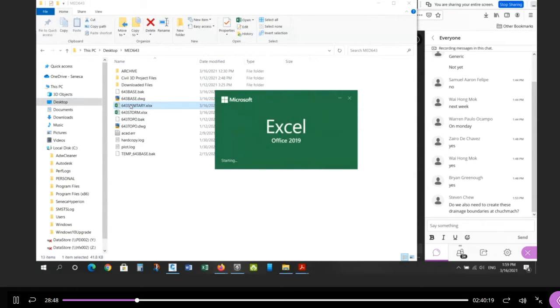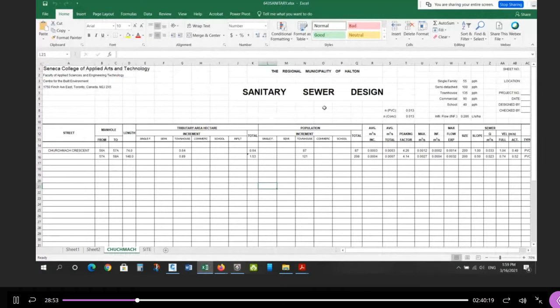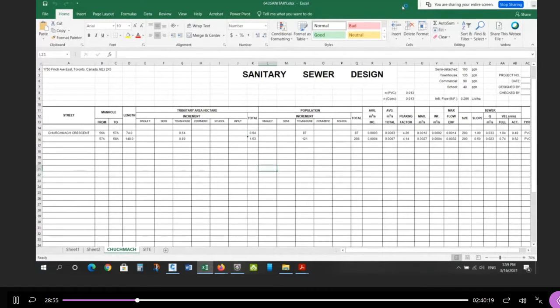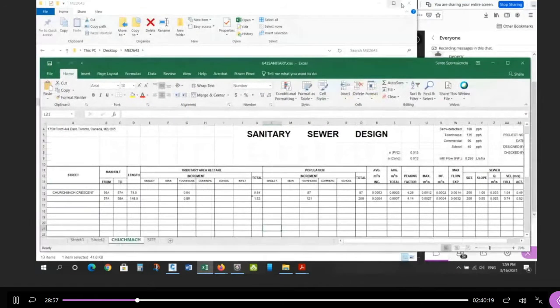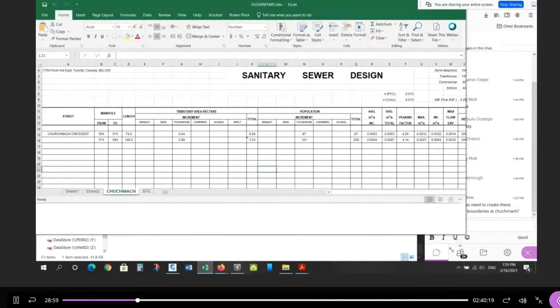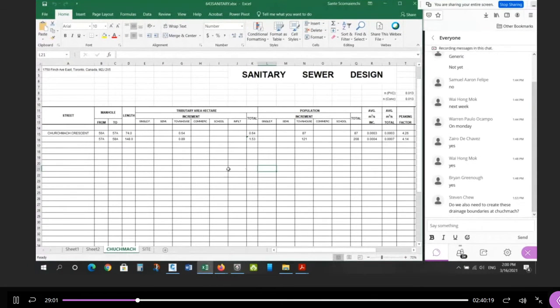So for the sanitary sewer, I've started to recreate that information. Okay, so I'm going to show you on my spreadsheet. Put it here so I can see the chat in case somebody has a question. Remember, you can always unmute yourself if you have a question.